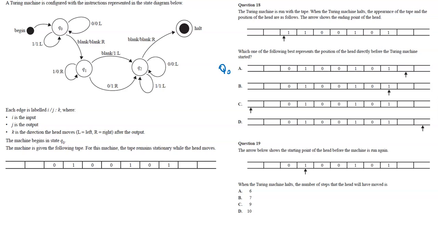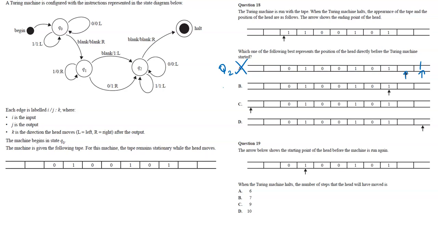It's blank, so we move to the right and we're in Q1. That's blank, so I overwrite that with a 1 and I move to the left and I'm in Q2. That's blank, so I leave it as blank and I halt. And you can see that's nothing like the final answer, so it's not A. In fact, that didn't take too long, suggests it shouldn't take too long for the others.